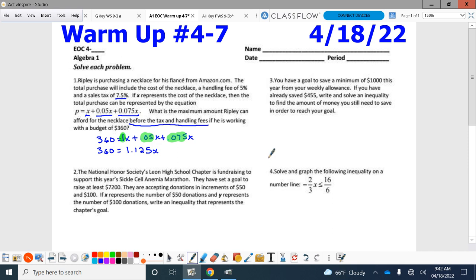Guys, it's a one-step equation. It's multiplication. The opposite of multiplication is division. We're going to divide both sides by 1.125. By that, see how much money he can spend on that necklace. How much the original cost of the necklace can be. He's got $360, but they need to know what's the original cost it can be. What's that going to be? 320 equals X. Guys, what's that 320 in terms of money? So $320. There you go.